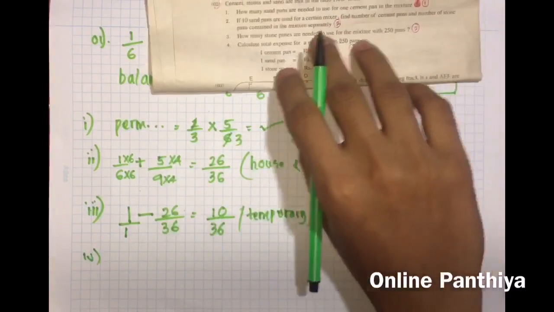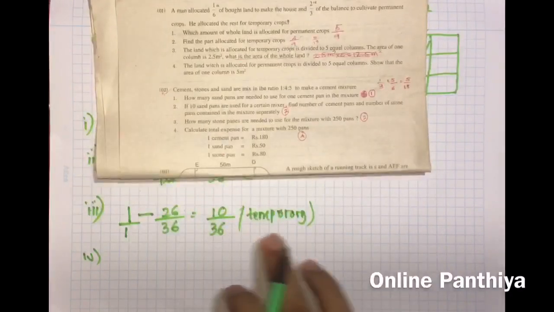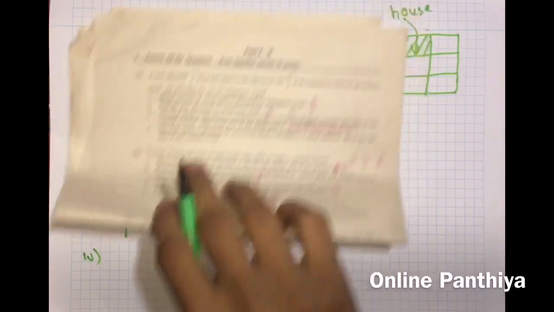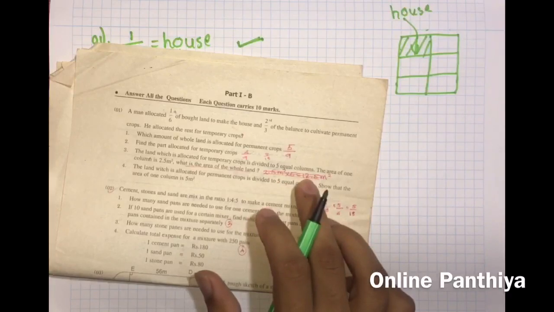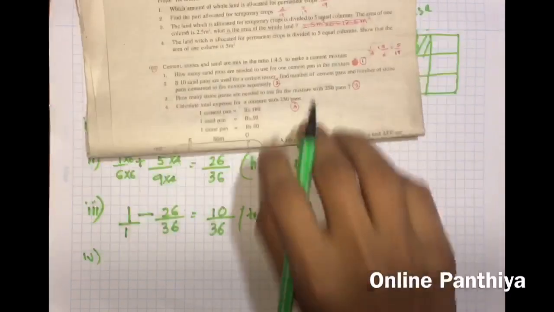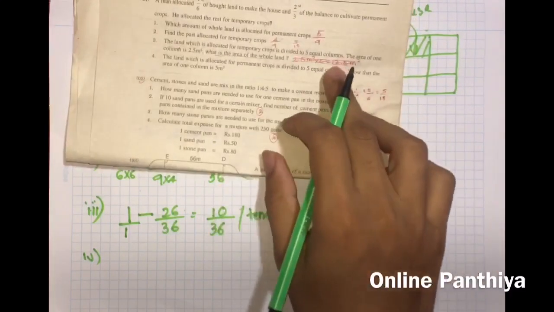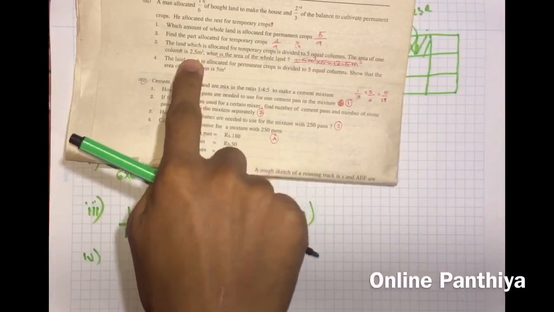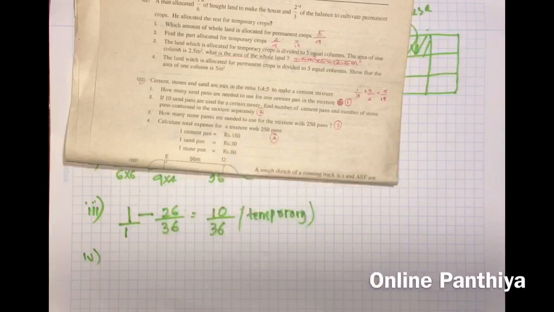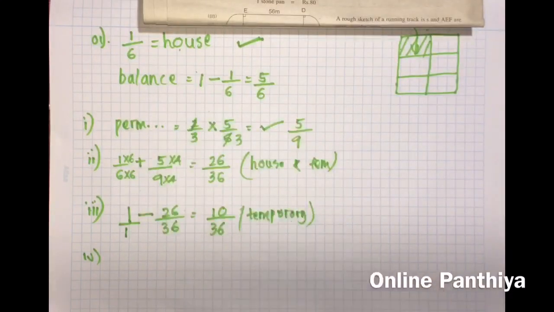Now here they have said further, this is the third question. The land which is allocated for temporary crops is divided into 5 equal columns. Once we find this amount, there is a part for temporary crops. Now this part is divided into 5 equal columns, and out of that, one column is equal to 2.5 meters square. They are asking you to find the area of the whole land. Whole land means the part that is used for house, permanent crops, and for temporary crops. The total he bought. Understand?